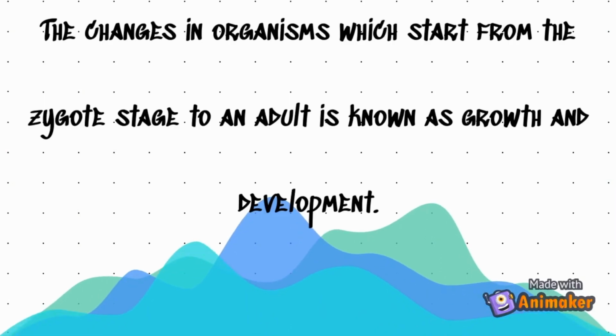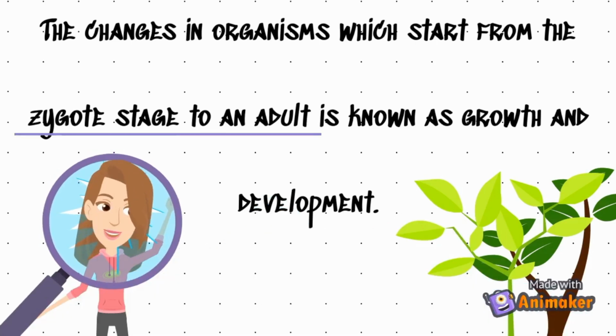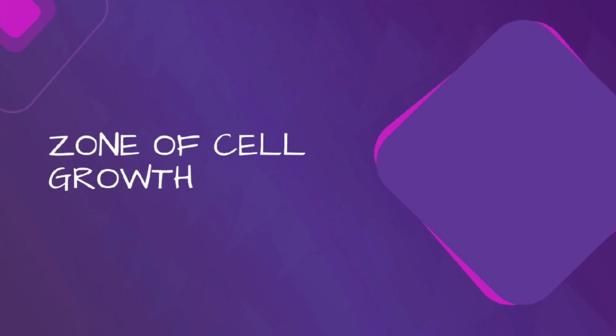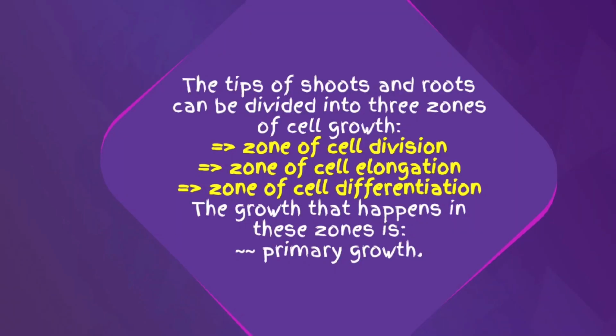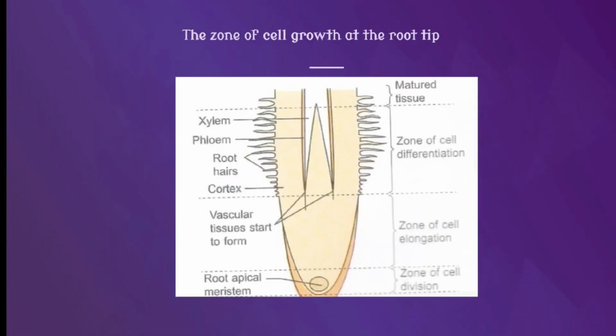The change in an organism which starts from the zygote stage to an adult is known as growth and development. Zone of cell growth. The tips of shoots and roots can be divided into three zones of cell growth: zone of cell division, zone of cell elongation, zone of cell differentiation. The growth that happens in this zone is primary growth. This picture shows the zone of cell growth at the shoot tip, while this picture shows the zone of cell growth at the root tip.